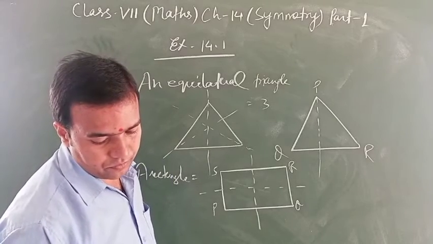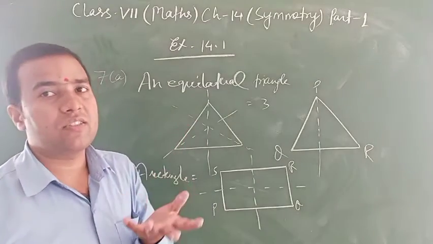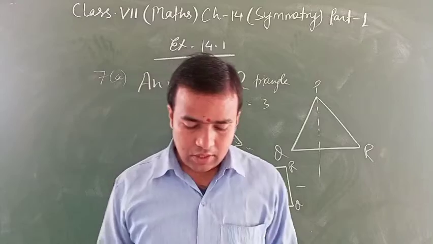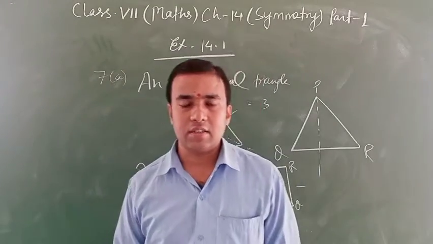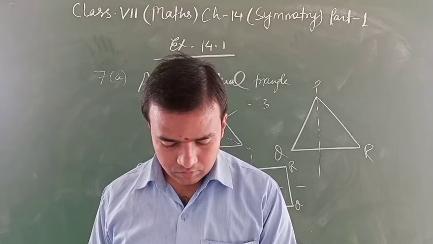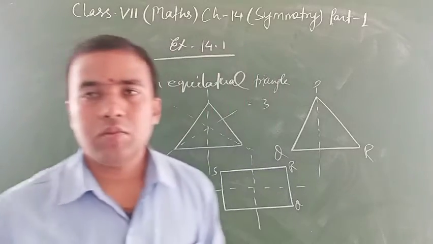Clear? In a square, there are 4, because all sides are equal, no problem is there. So I think you understand. In a circle, you can make infinite. Note down this.